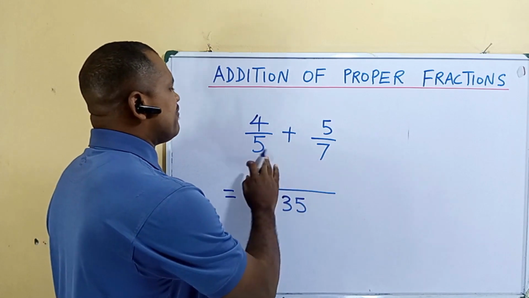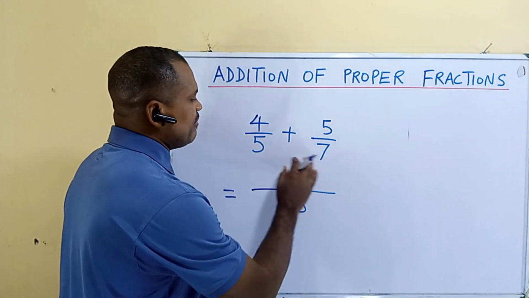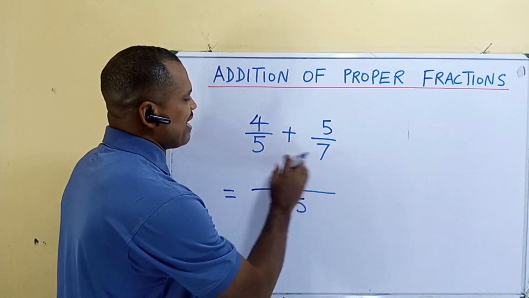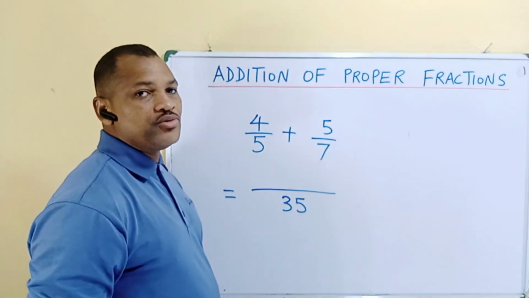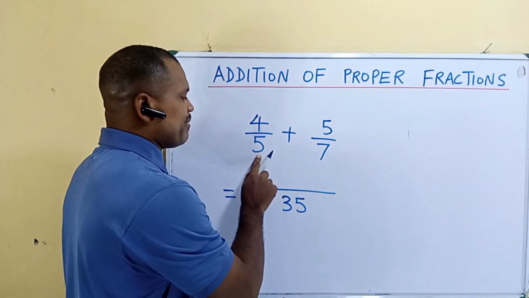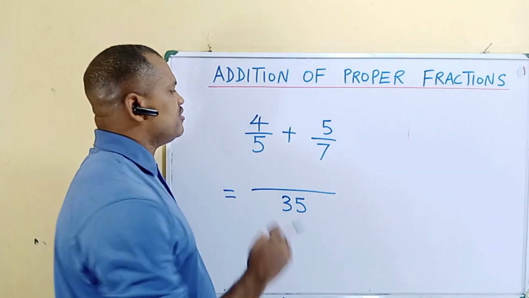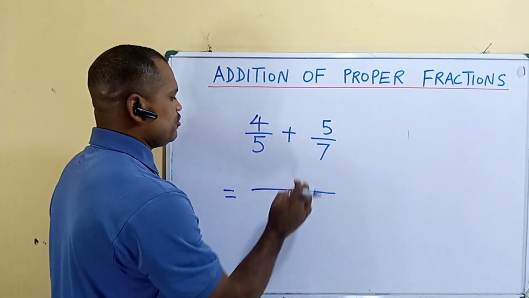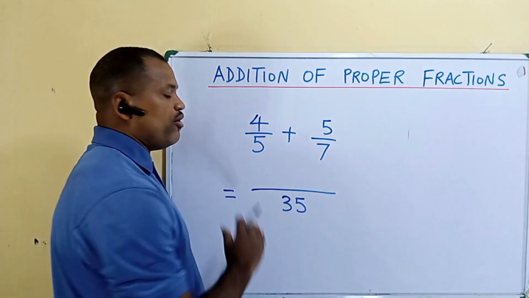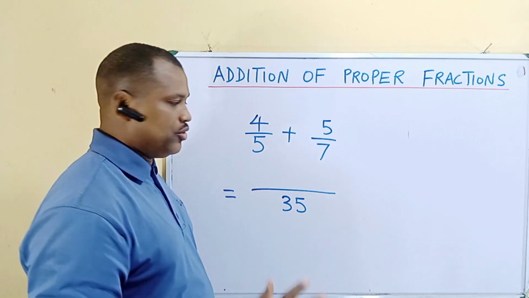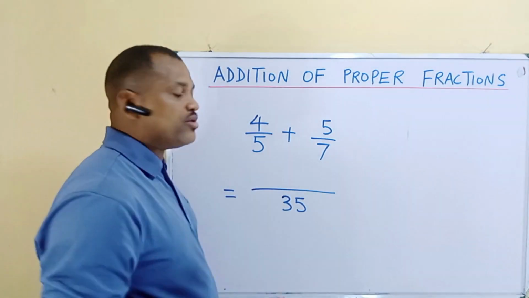If two of them are prime numbers, you don't have to crack your brain. Just multiply the two. This is a prime number, this is a prime number. So don't disturb yourself looking for the LCM. Just multiply them. If you multiply these two, you get this. That only applies if two of them or one of them is a prime number. So let's go ahead. The main thing is look for the LCM.